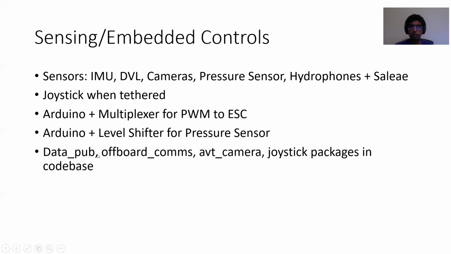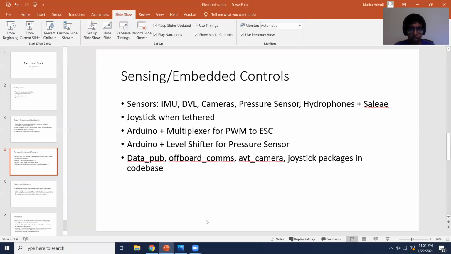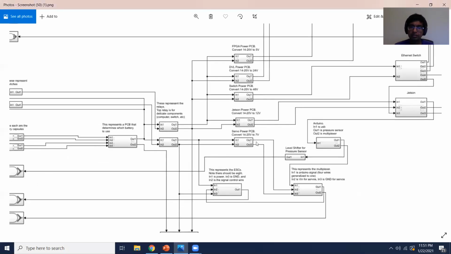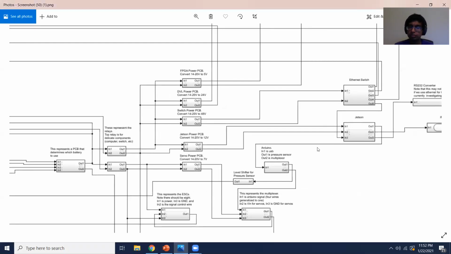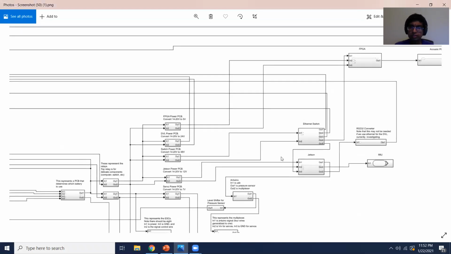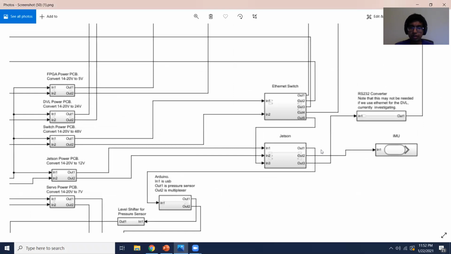In addition to this, all of our code, we maintain the ROS packages datapub, offboard comms, AVT, camera, and joystick in our GitHub code base, which I will be discussing later. All right, I just want to go over again the basic fundamentals of everything in sensing, in terms of the diagram here. Let's start with sensing. The IMU is directly connected to our computer via USB.